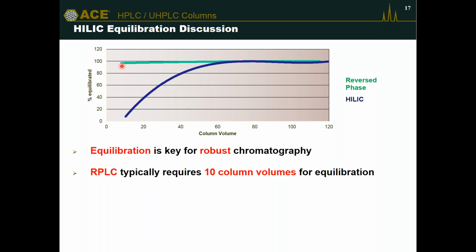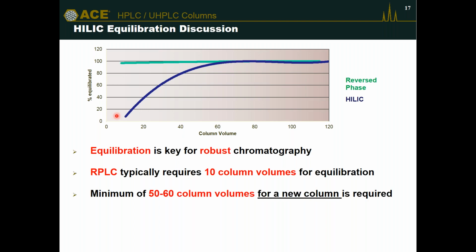Now, for HILIC, this is not the same. When we look at HILIC, the blue line, you can see that the amount of equilibration is much more. It takes longer to establish that adsorbed water layer around the particles, and this is particularly true when you buy a brand new HILIC column. The initial equilibration of a brand new HILIC column takes around 60 odd column volumes. This is for a brand new column. That's really important. If you don't do that, then you won't have a fully equilibrated column, leading to inconsistent retention times.